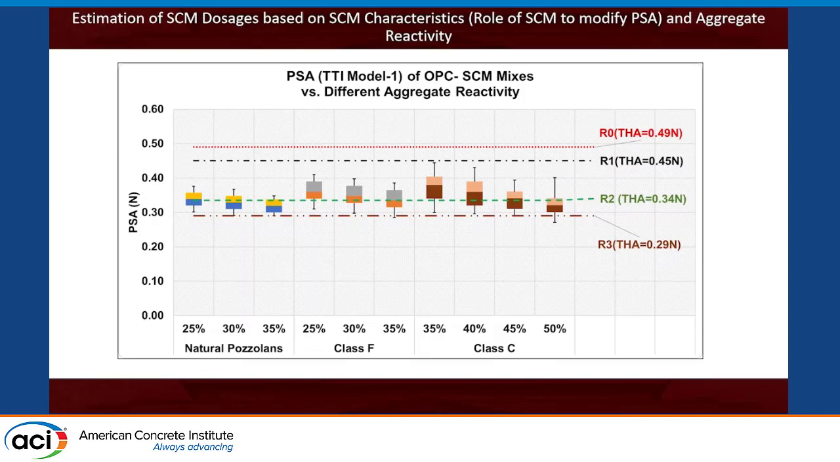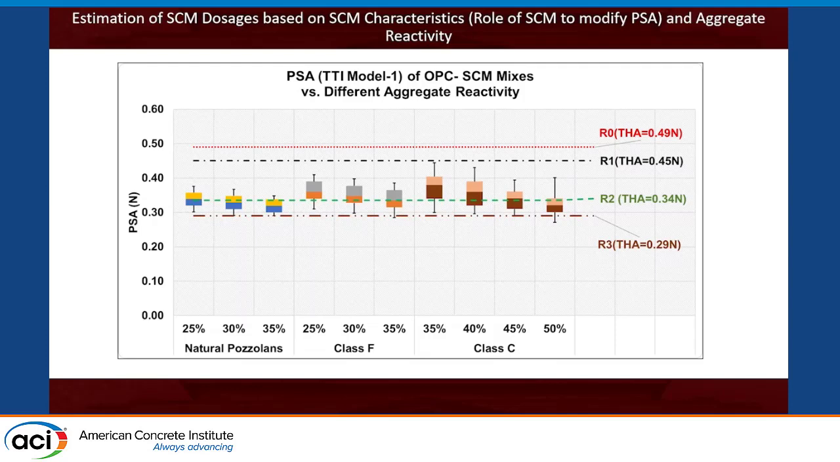When the aggregate reactivity is extremely high, your percentage of replacement should increase. For example, see the natural pozzolan for R2, 25 to 30 is good enough. But for R3, you need to increase your replacement level, maybe up to 40%. Similarly for class F, similarly for class C.